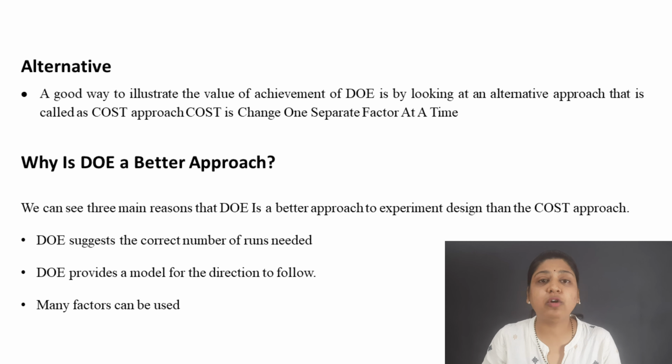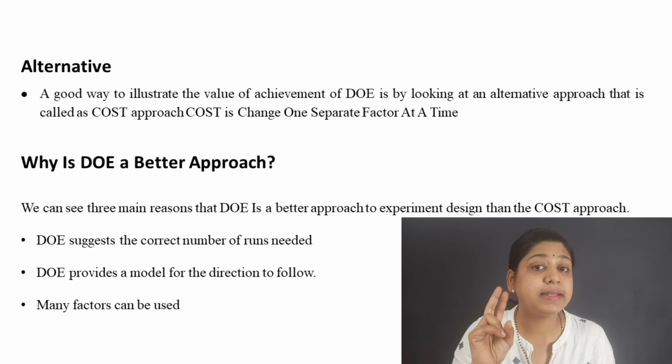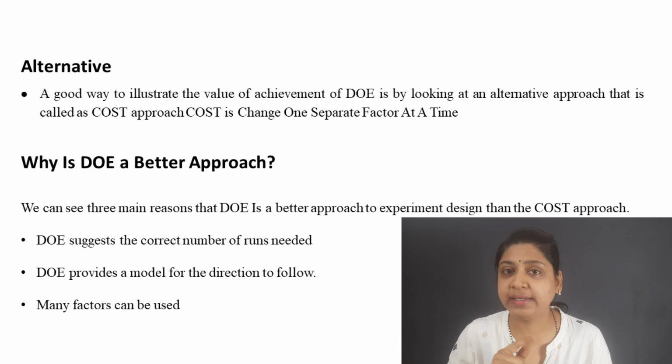Now let us see what is an alternative of DOE. A good way to illustrate the value of DOE is by looking at an alternative approach that is called the COST approach, that is, change one separate factor at a time. Why is DOE a better approach? We can see three main reasons that DOE is a better approach to experiment design than the COST approach. First reason, DOE suggests the correct number of runs needed, often fewer than used by the COST approach. Second reason is DOE provides a model for the direction to follow. Third reason is many factors can be used, not just two, as in case of COST.